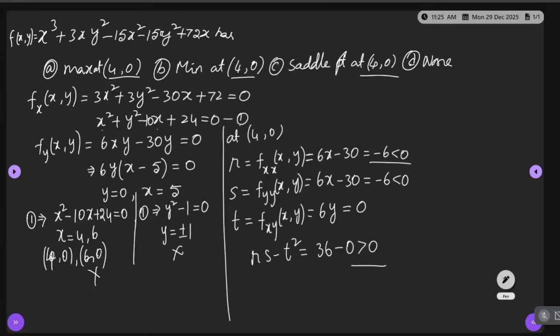Positive, and r negative. So what are you getting? Maximum at (4, 0). After getting those stationary points, you may easily go through that. Have you got it or not?